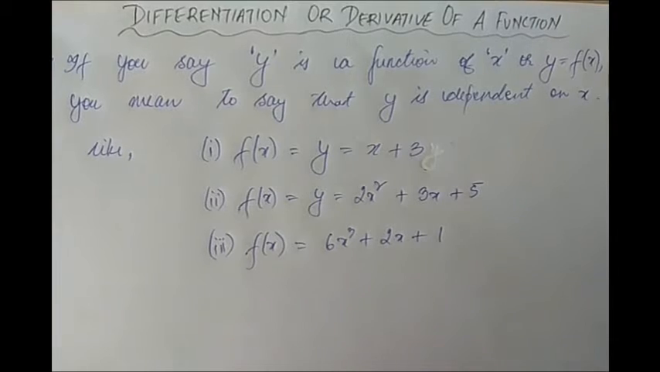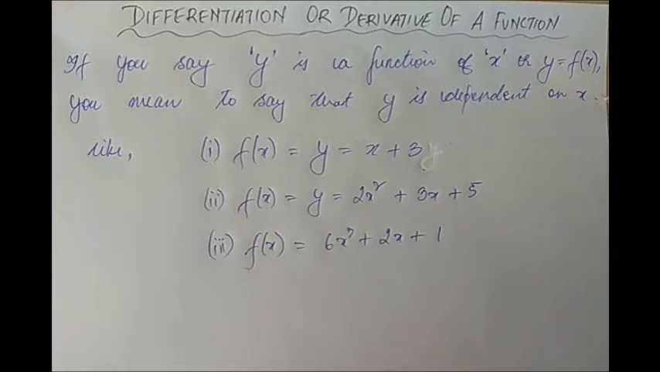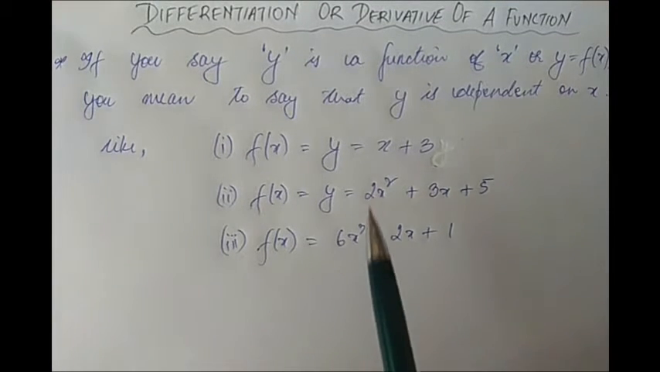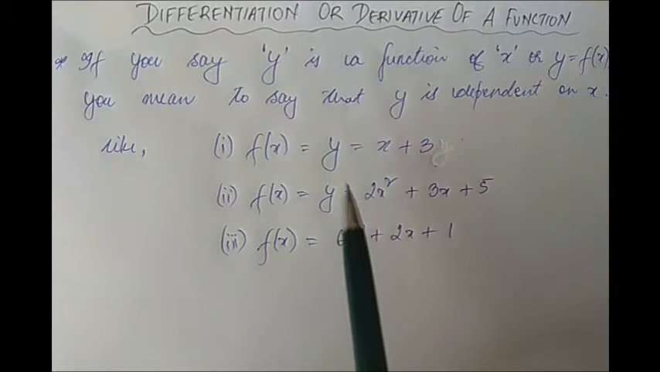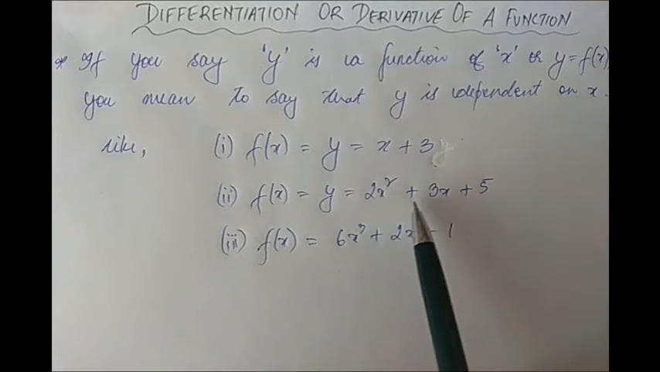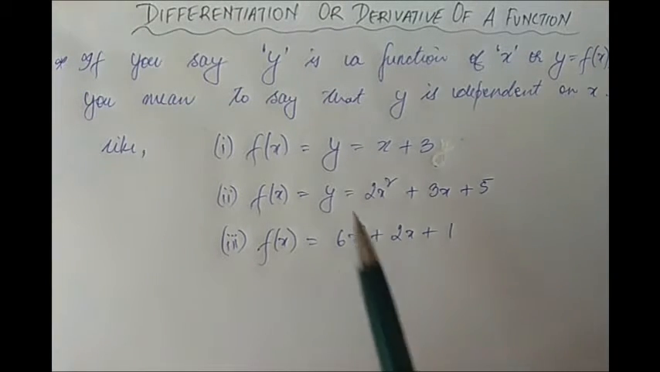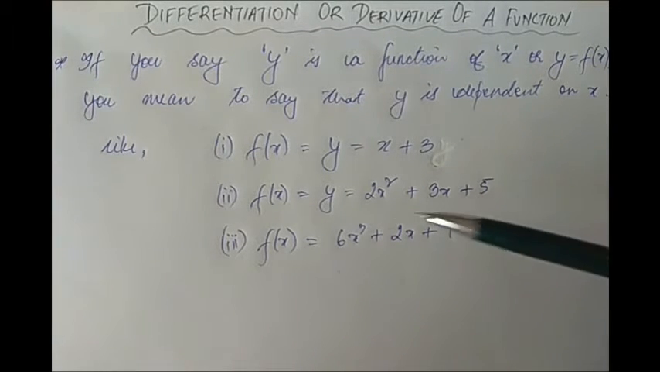If you say y is a function of x, which is written this way, and you read it as y is a function of x, what you mean to say is that y is dependent on x. Like we have y is equal to x plus 3 over here. So this equation is showing us that y is dependent on x in a linear manner. Likewise, y is 2x squared plus 3x plus 5. Also this equation, where instead of y I have simply written f of x. So f of x is 6x cubed plus 2x plus 1. So all of these equations are showing us how y is related to x or how y is dependent on x.